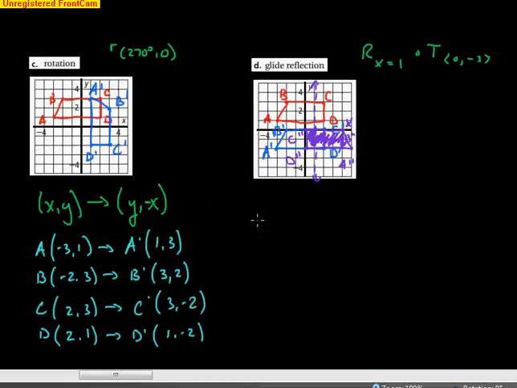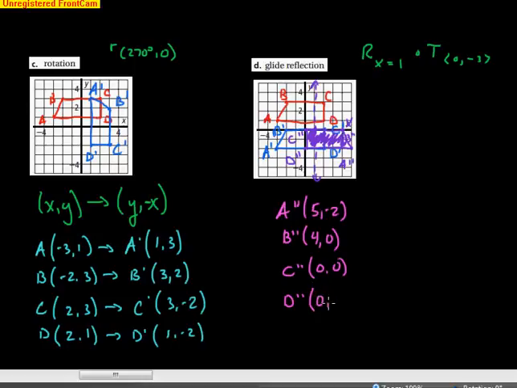And I'll go ahead and label the coordinates as we've done for all the other problems. So A double prime is at the point (5, -2). B double prime is at the point (4, 0). C double prime is at the point (0, 0). Wow, right there on the origin. And D double prime is at the point (0, -2).